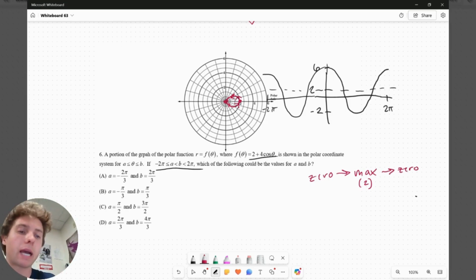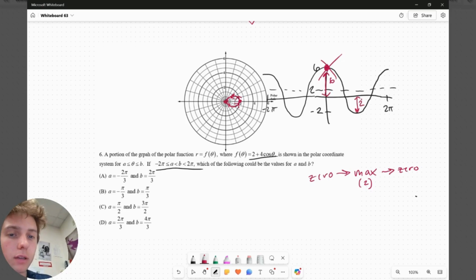Okay, well, what does the maximum of 2 mean? It means from the x-axis, you're a value of 2 units away. So notice this peak of 6. That is 6 units away. I do not want that. I want a distance of 2.